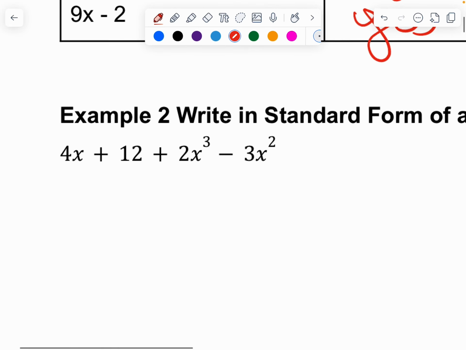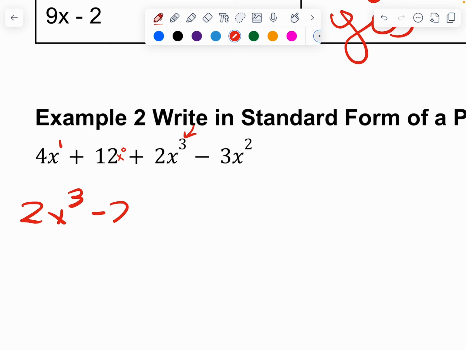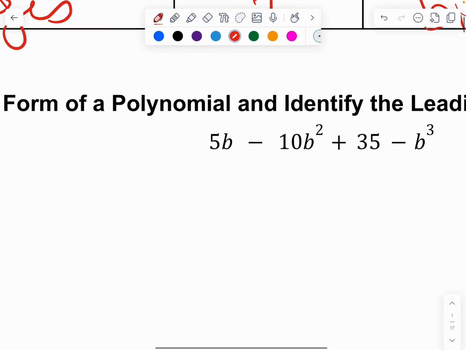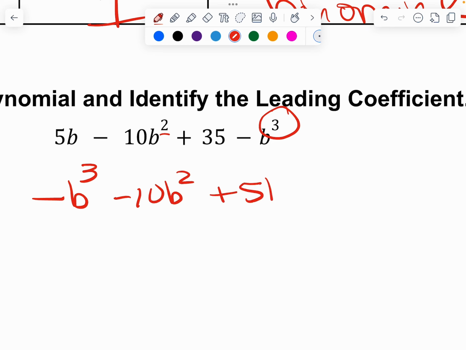This one down here, write it in standard form. So this has a 1, this would be x to the 0 power. This is the highest one, so I'm going to put this first, then this x squared, plus 4x plus 12. It goes in descending order of exponent. This is the highest exponent, then I get this, so minus 10b squared plus 5b plus 35.